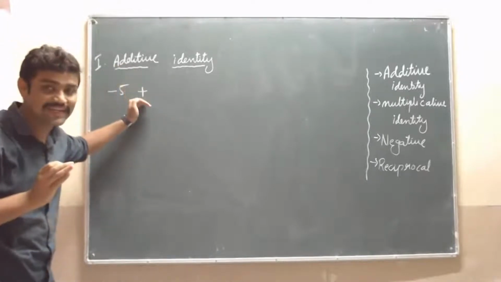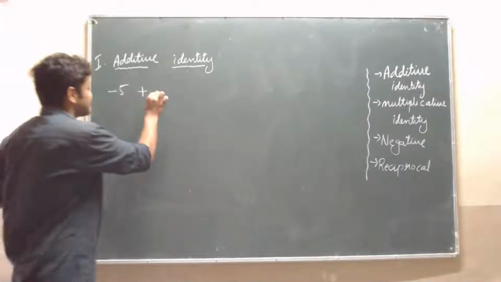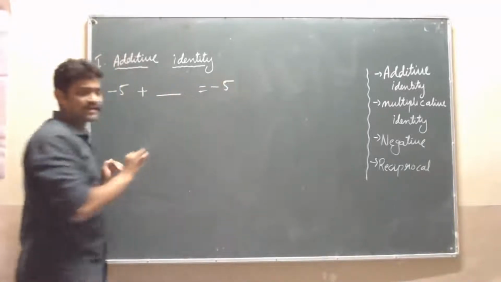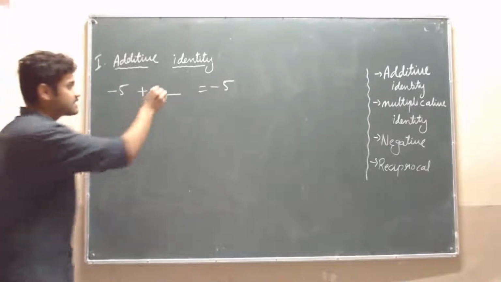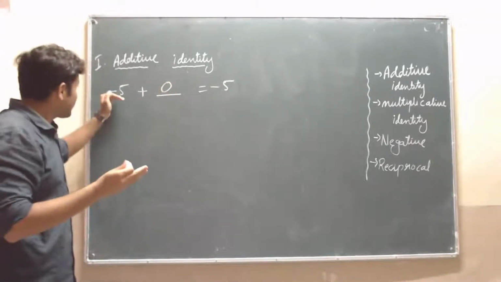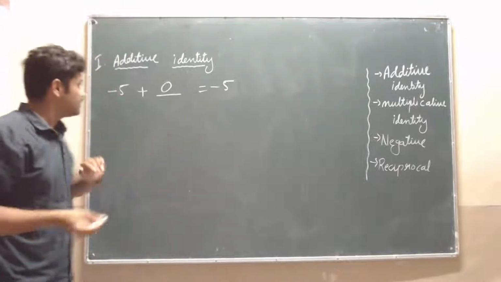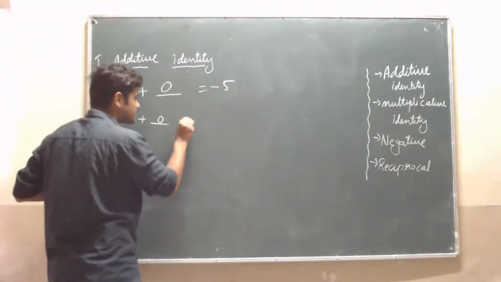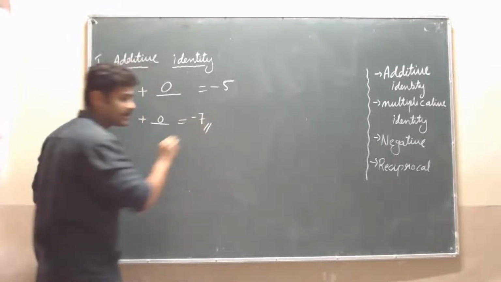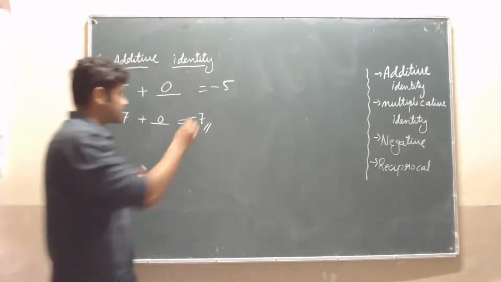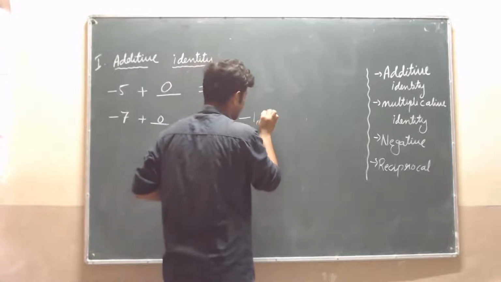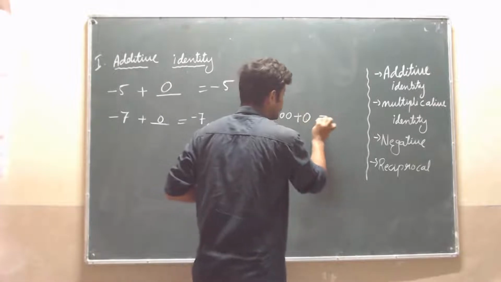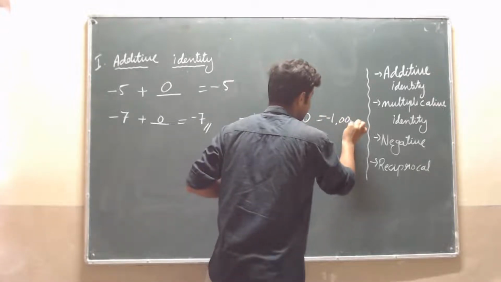That means the operation should be plus. Which number is added to minus 5 to get the same value, minus 5? Simple, that is 0. Minus 5 plus 0 is equal to minus 5. Take one more example, minus 7. If 0 is added, the value will be minus 7. One more example, minus 1 lakh plus 0 is equal to minus 1 lakh.